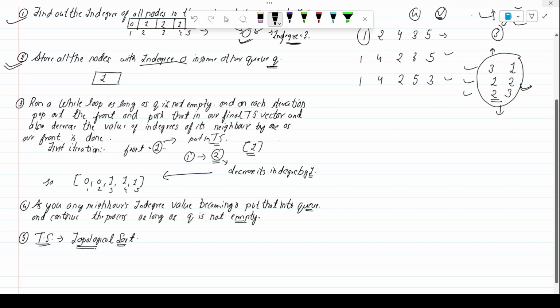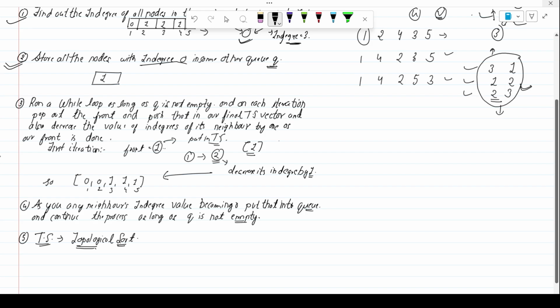Now you want to run a while loop as long as the queue is not empty. And on each iteration of the while loop, what do you want to do? You want to pop out the front and put that in the topological sort vector. That is going to be our final answer. So we want to put that in our topological sort.